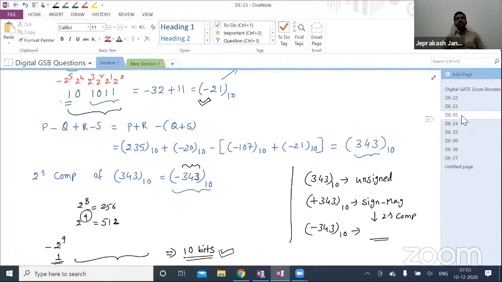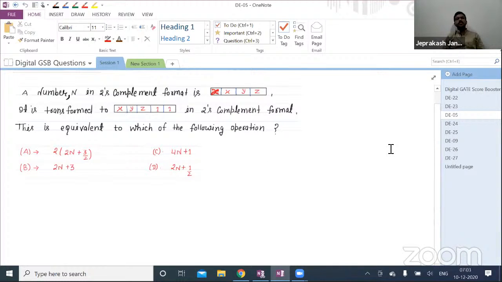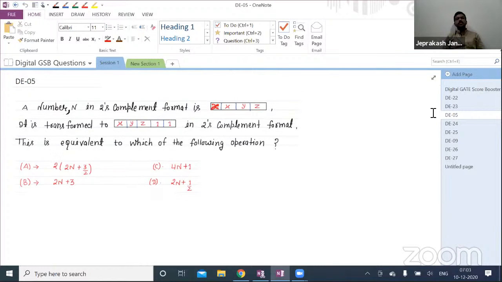Okay, we'll proceed to the next question. All of you take a screenshot of the question. A number n in 2's complement format is xxyz. He has given a 4-bit number like this, xxyz. Okay, it is transformed to xyz11 in 2's complement format only. Okay, the corresponding decimal equivalent is equivalent to which of the following operations? He has given 4 choices. We have to find which one is correct.